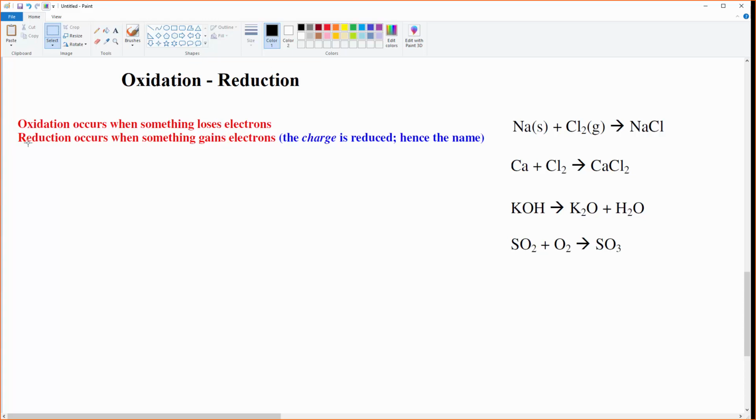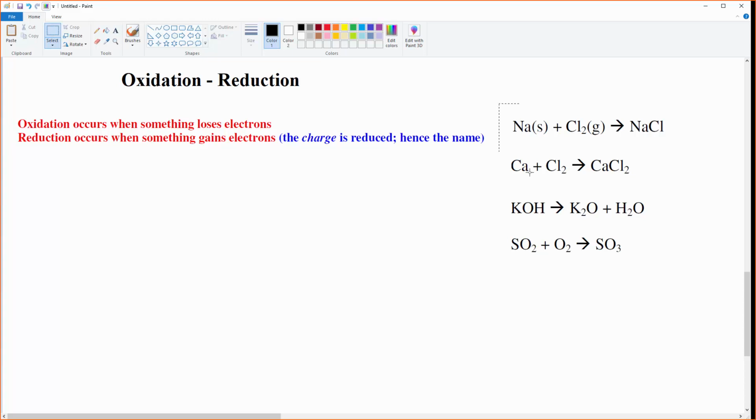Now, you might think that's weird to call it reduction if you're gaining something, but remember that electrons have a negative charge. So if you're gaining a negative charge, your charge goes down, the charge is reduced. Hence, that's why we call it reduction.